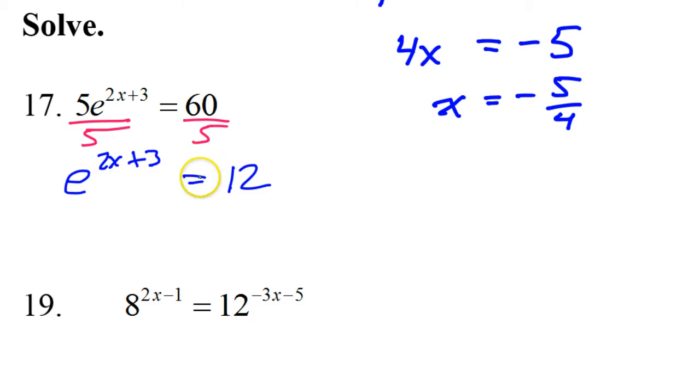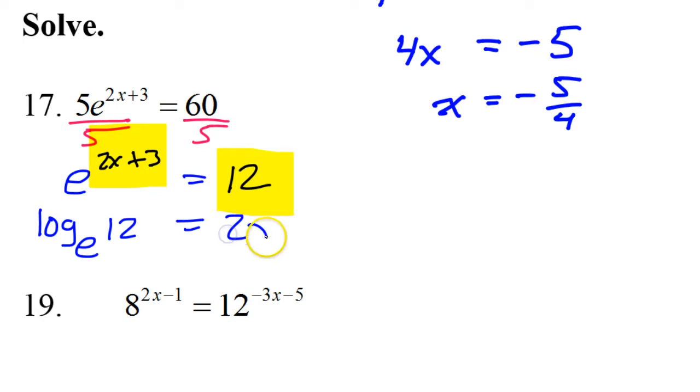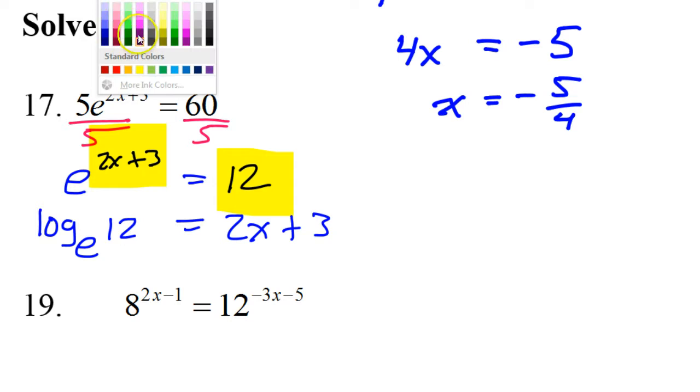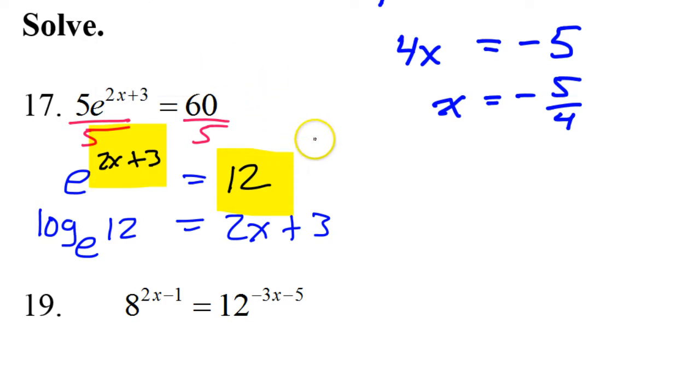So in log form, we always start with the base. So this would be log base e, which of course is going to be natural log. I'll write it this way for a second. We always start with the base, and then these other two parts switch sides. So the 2x plus 3 and the 12 are going to reverse. I'm going to have the 12 over here and the 2x plus 3 over here. I have a feeling that it's going to require the TI-30.